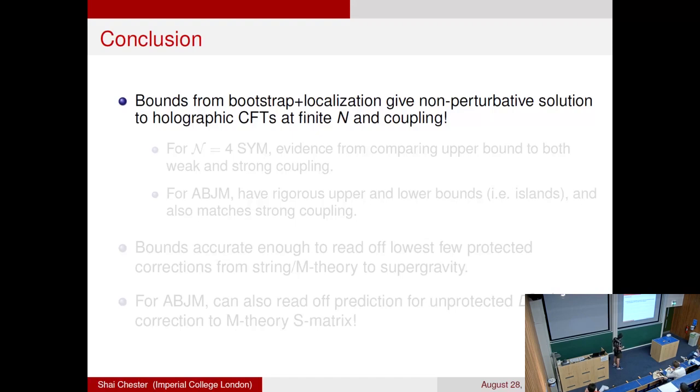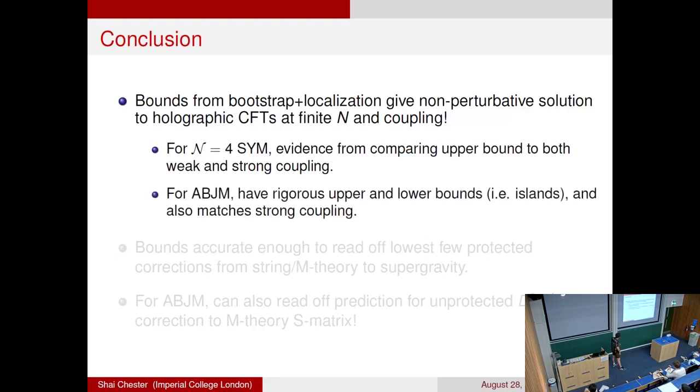So in conclusion, we find that these bounds from bootstrap and localization give a non-perturbative solution to holographic CFTs at finite N and coupling. So just the complete non-perturbative solution. Now, why do we claim we have this solution? For N=4, we only have an upper bound. And so we argue it by claiming that this upper bound matches predictions both at weak and strong coupling. But it's still conjectural in the sense that it's just an upper bound.